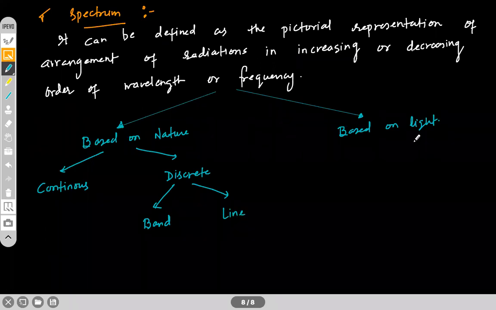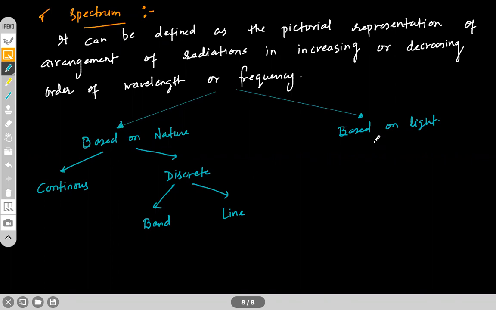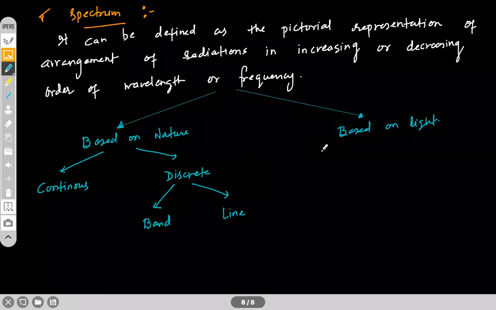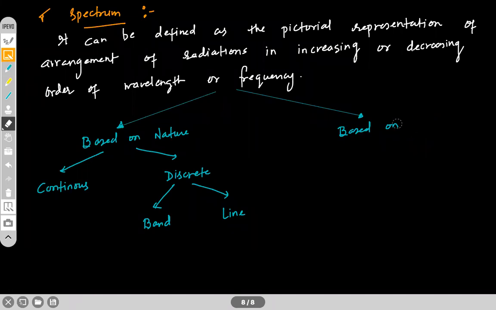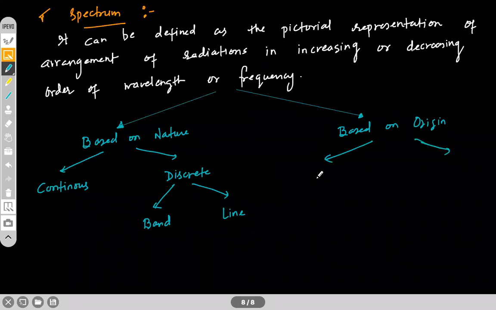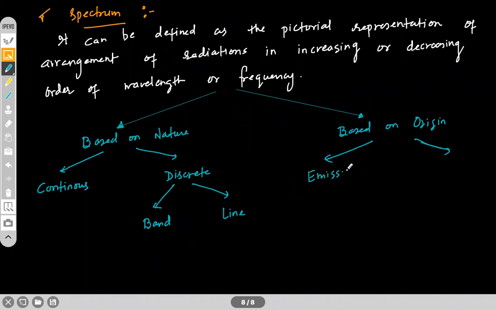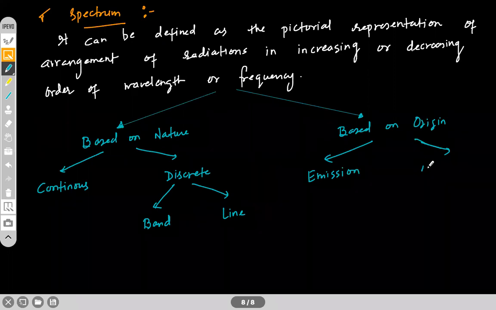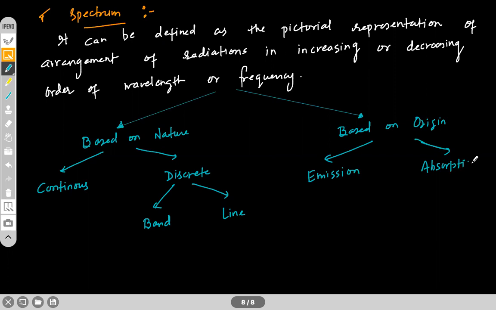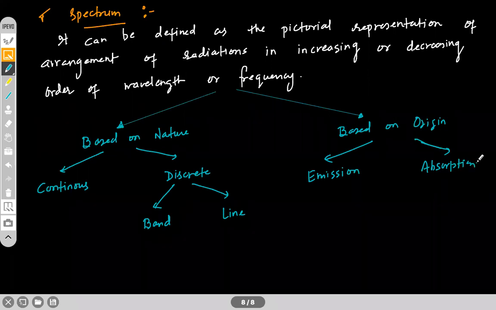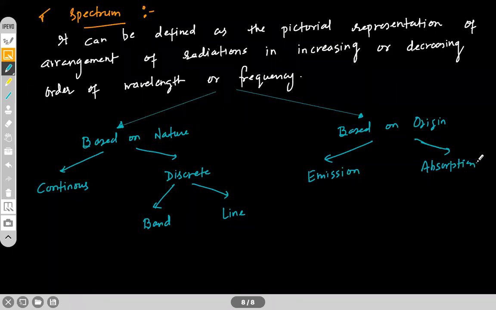Band and line spectrum based on origin. I have written here light by mistake. It is based on origin. So based on origin, it is of two types. That is emission and absorption. Emission and absorption. Okay.